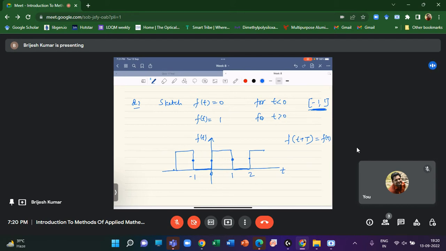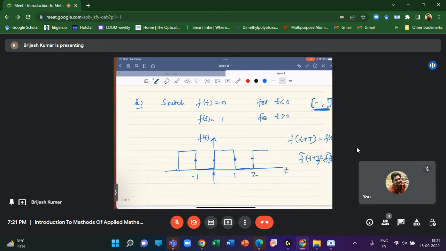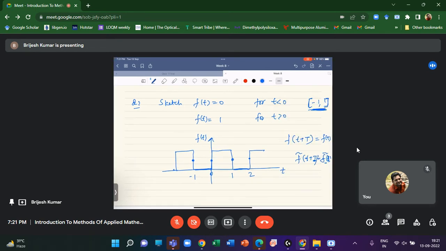We consider this fundamental period from minus 1 to 1. For that we write f of t plus capital T is equal to f of t. Whatever the value is at t, after adding this T it will again be the function at t. So the function will be the same; at 0, because 0 plus 1 will be f of 1, right?